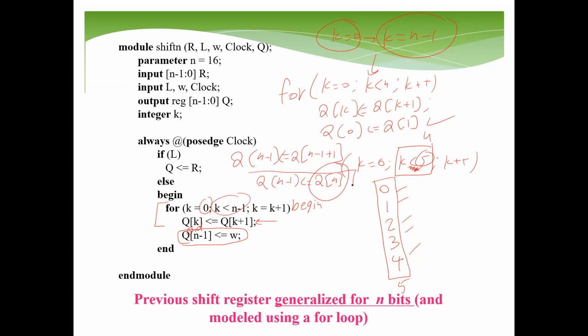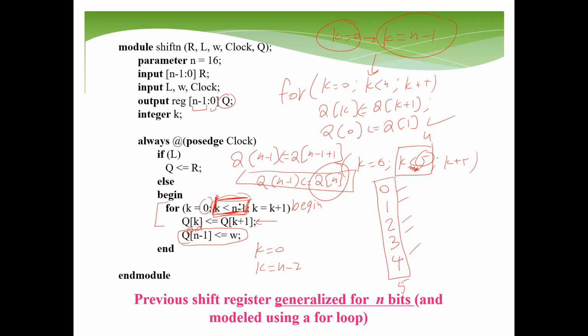No. This statement, if you are talking about Java, will give you an array out of bound exception. This is in Java. Here, we don't have q of n because q is declared from n minus 1 to 0. This is why this limit is n minus 1 instead of n. So this loop will go from k equals 0 up to k equal to n minus 2.